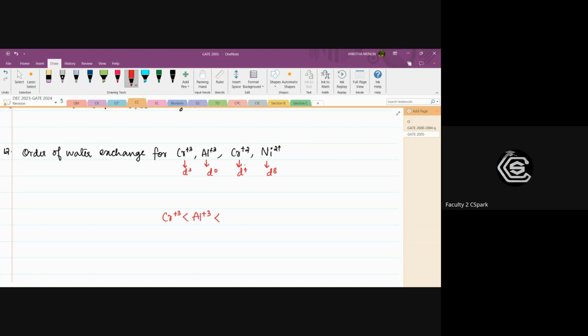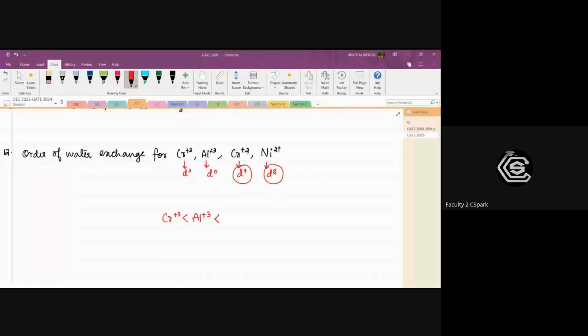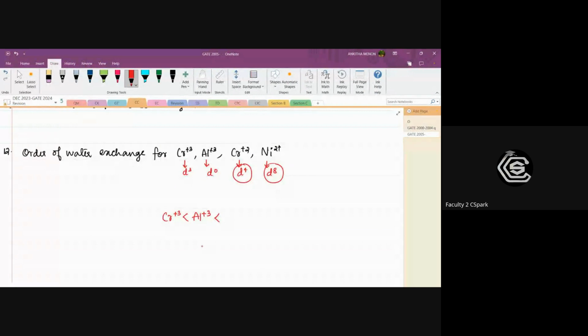And then if we look at these two, we know that if eg electrons are present, they will be labile. Okay, if eg electrons are present, they will be labile except d8. The reason is that d8 configurations probably make square planar geometries, and hence comparing these two, chromium +2 is going to be more labile than nickel +2. So this is the order. You have to learn that table.